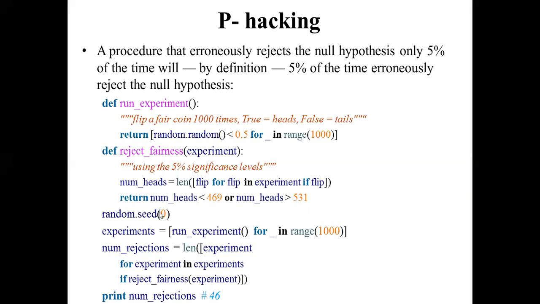Then, here random seed, so we passed 0. Then run experiment, we call the function for calculating the values, and then num rejections, we check the length of experiments for it. So we will check how many rejections will be there. Then we printed the num rejections.